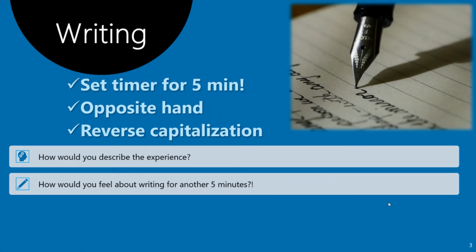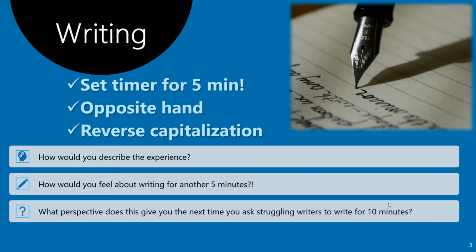Which do you feel like you spent more cognitive energy on? Did you have to concentrate more on the words you were writing, the ideas you wanted to put on paper, or were you spending more cognitive energy just on actually writing the words and getting the reverse capitalization correct, using the opposite hand? So as you think about all those things, what kind of perspective does this give you the next time you're working with a struggling writer?